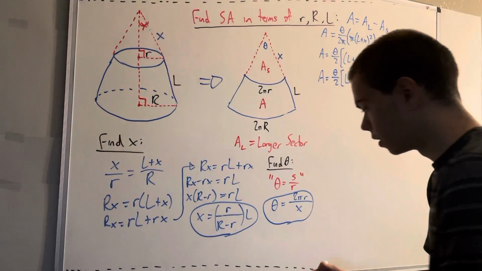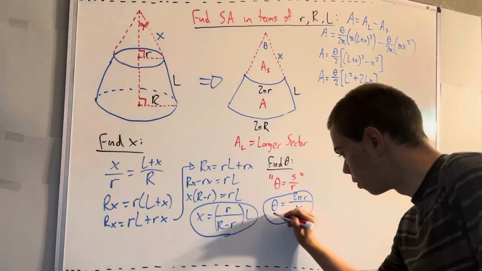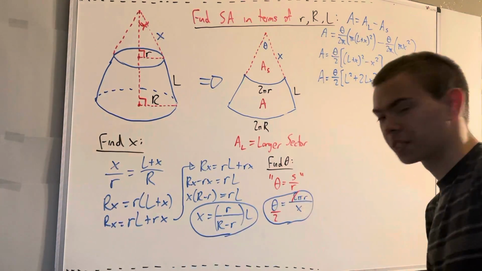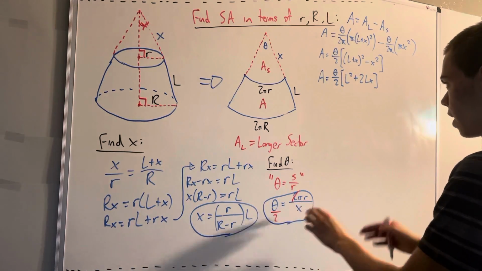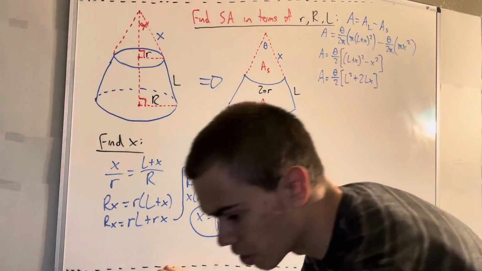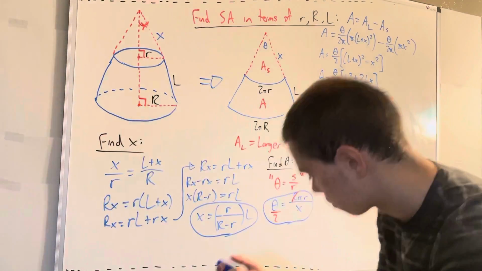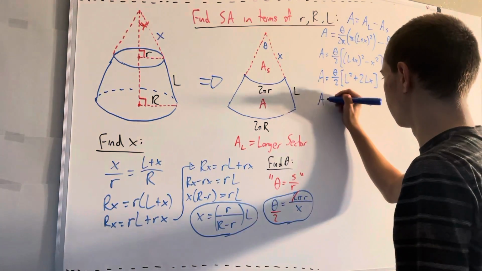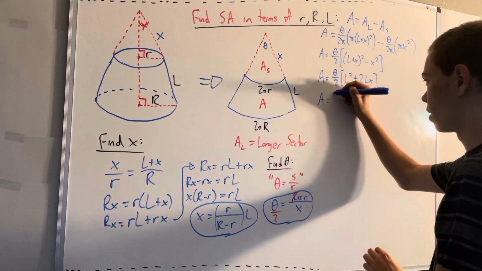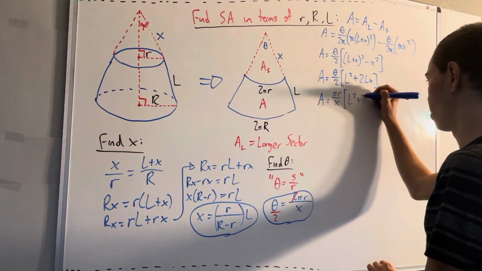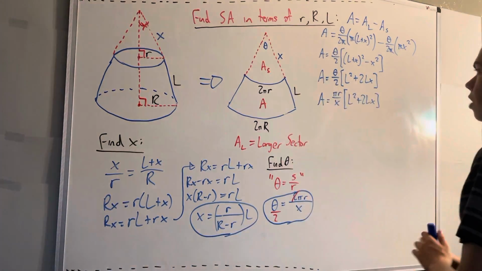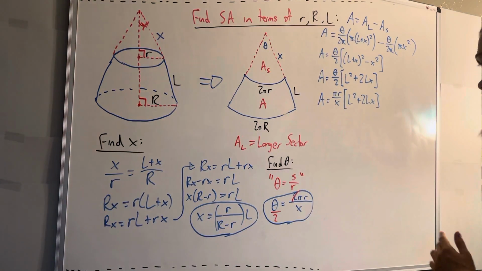But really, if we were to do theta over 2, really that 2 isn't going to be there, right? And so really we have to write theta over 2 as pi r over x. So that's what we're going to do. So really, what this becomes, theta over 2 is just pi r over x. And of course we still have L squared plus 2LX, right?